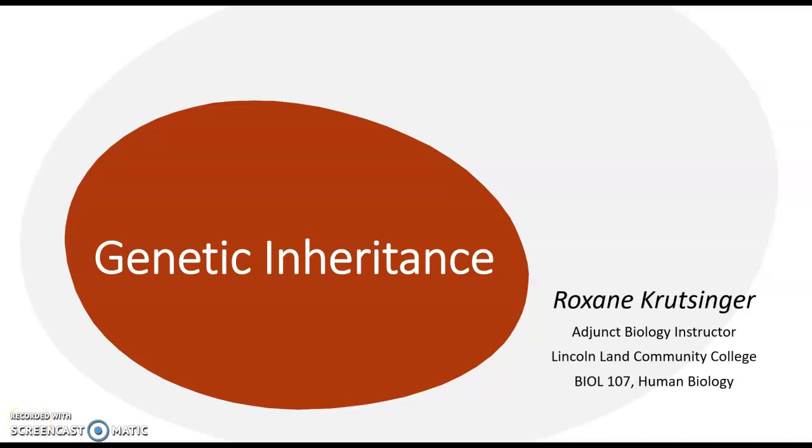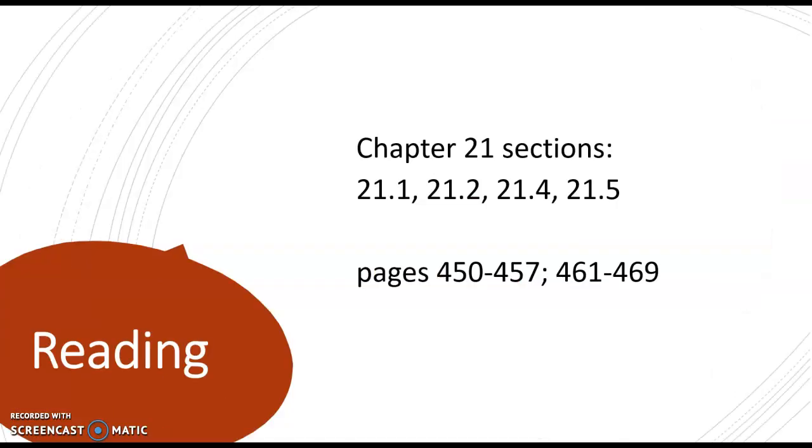Chapter 21 of our textbook is going to cover those processes of genetic inheritance. So we're going to be looking at genetics and predicting the traits of offspring based on what we know about the genetics of the two parents. We're going to be doing that by looking at sections 1, 2, 4, and 5. So make note that we're not going to be covering section 3 as part of this class.